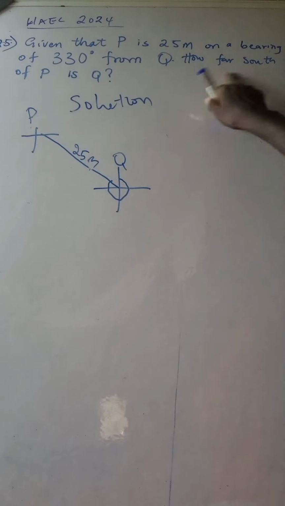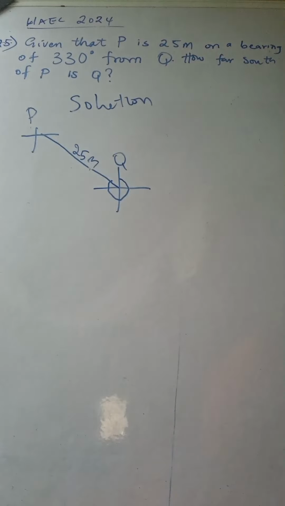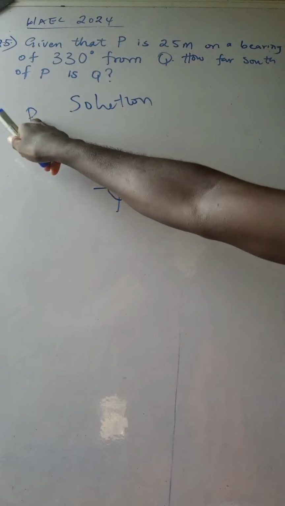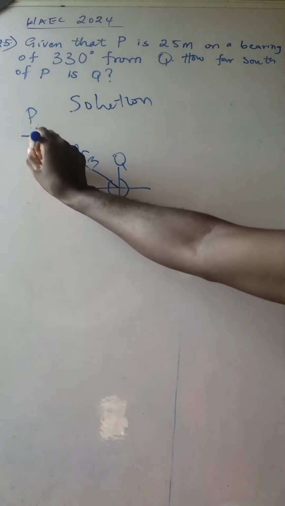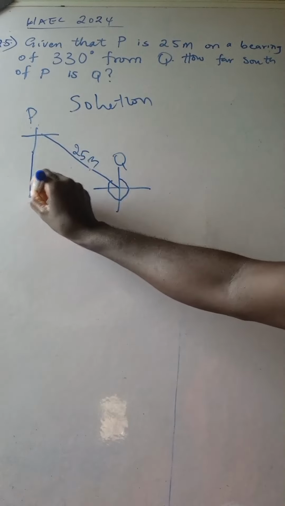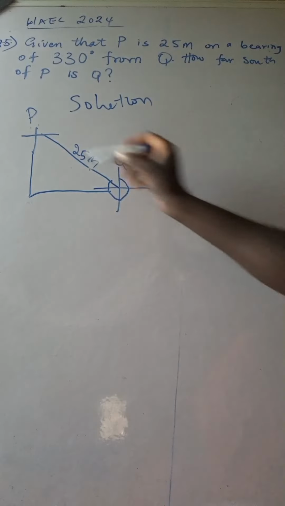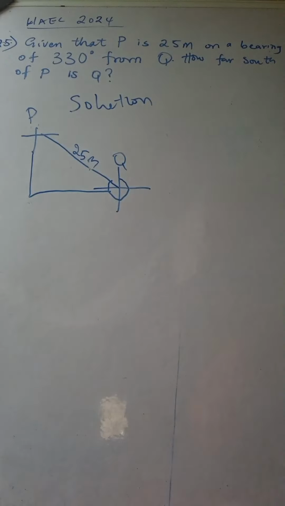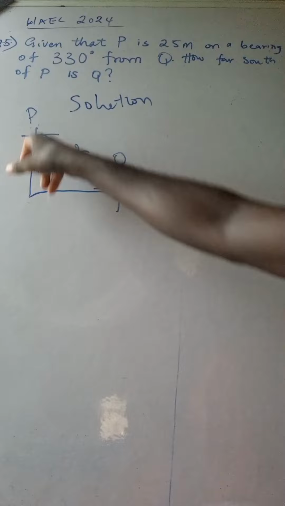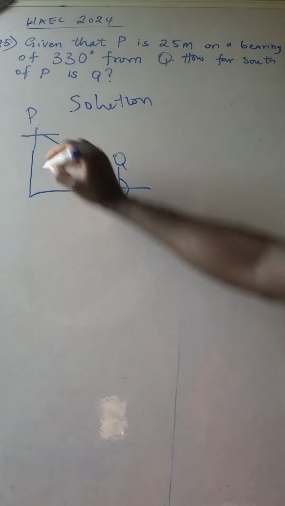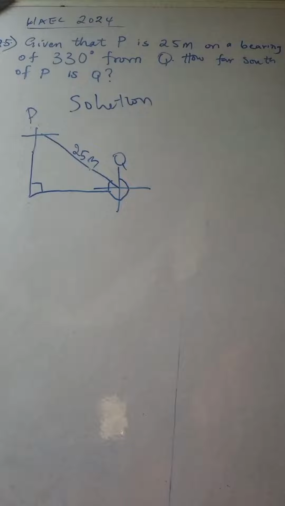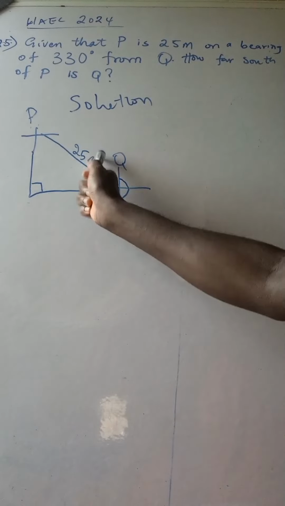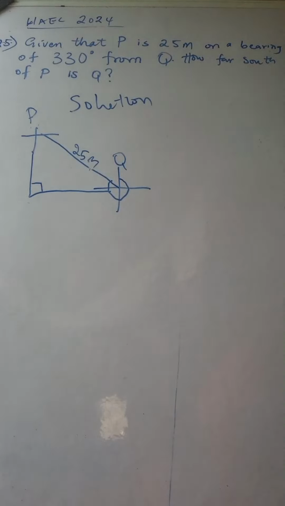Now the question is, how far south of P is Q? So this is P, this is north, this is east, this is west, this is south. How far south of P is Q? This question is just asking you the distance from this place to this place. Now you already know that this is a right angle. It's a straight line, it's a right angle, which means that 25 meters is our hypotenuse.